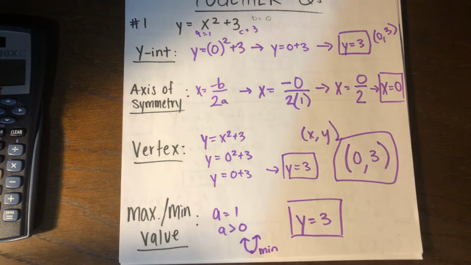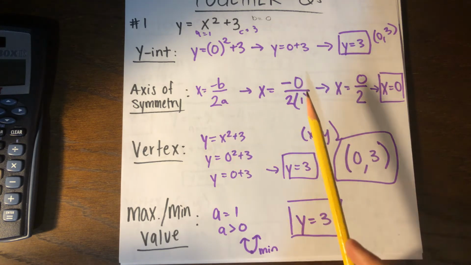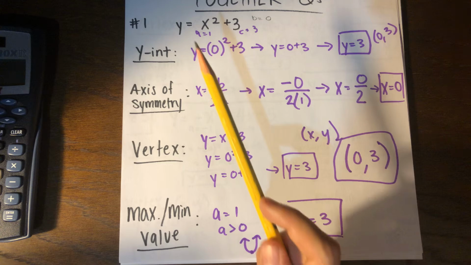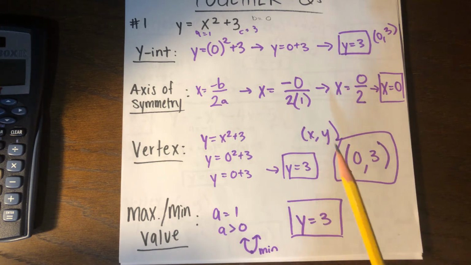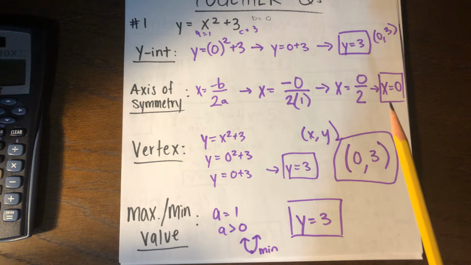We move on to the axis of symmetry, and that's why we needed the letters. Our b was 0. So we plug in negative 0 over 2 times a, which was 1, so 2 times 1, which becomes 0 over 2. 0 divided by 2 is 0, so our axis of symmetry is x equals 0.